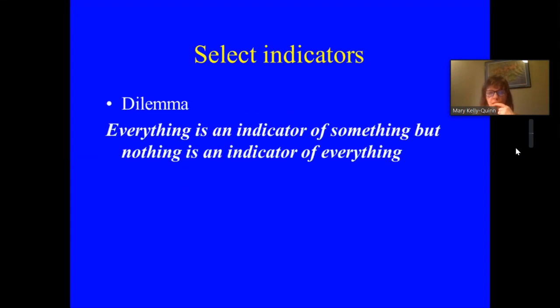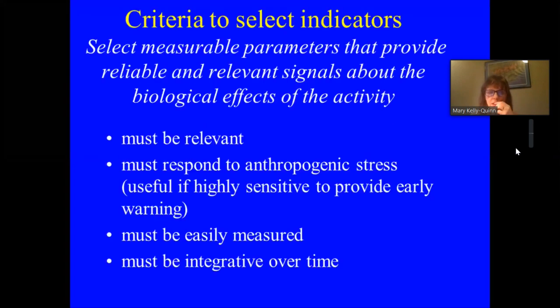Okay. So then it's your indicators and your metrics. Any of these things will indicate something, but they're not always going to indicate everything that you have an interest in. So you have to think about what you measure. It must be relevant. You must know that they respond to the stressors and must be easily measured, and they must integrate over time. So that's what your invertebrates do, and that's what makes them very relevant to water quality determination.